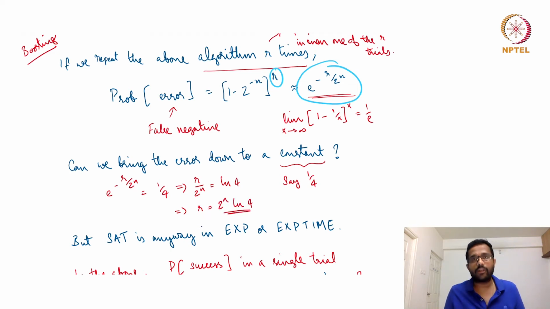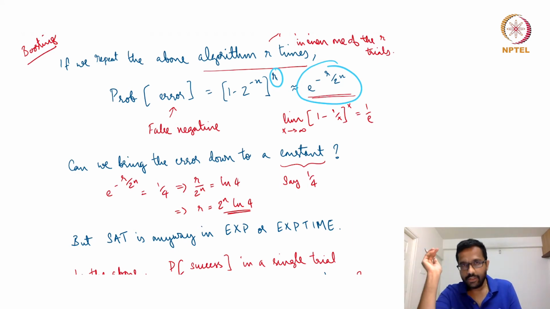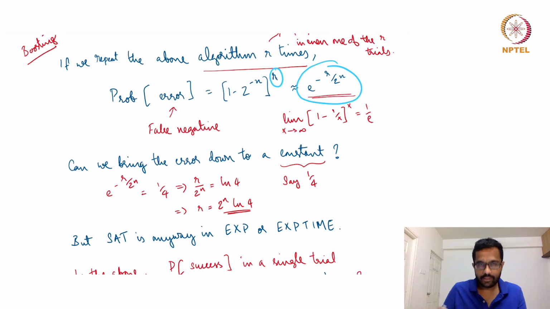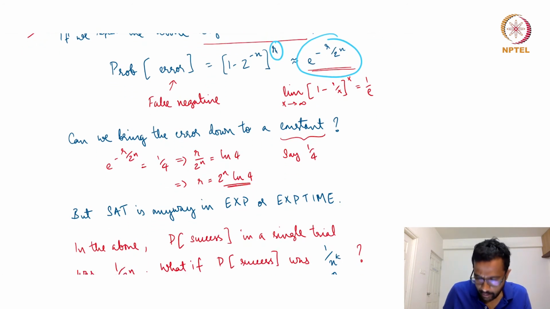Again, it's the natural logarithm, where the logarithm is taken to the base e. As I've said before, whenever we use log without qualifying, the base will be 2, but here I am explicitly writing ln and explicitly stating that it is a natural logarithm, which means the base is e. In any case, this r, when we want to bring down the error to a constant, happens to be 2 power n times log 4.